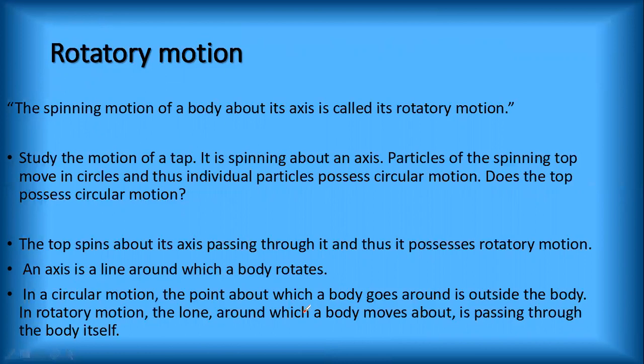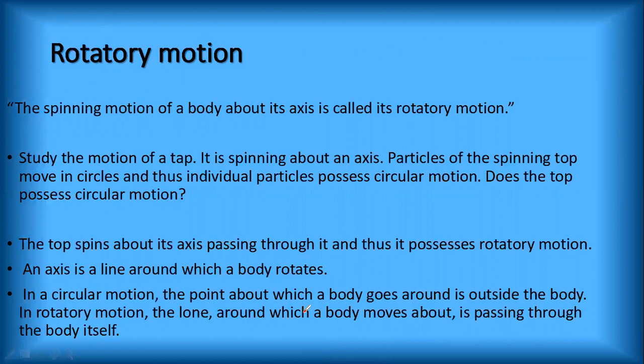Study the motion of a top, it is spinning around an axis. Particles of the spinning top move in a circle and thus each individual particle possesses circular motion. Thus the top possesses circular motion. The top spins about its axis, passing through it, and thus it possesses rotatory motion. An axis is a line around which a body rotates. The line about which the body rotates is called the axis.